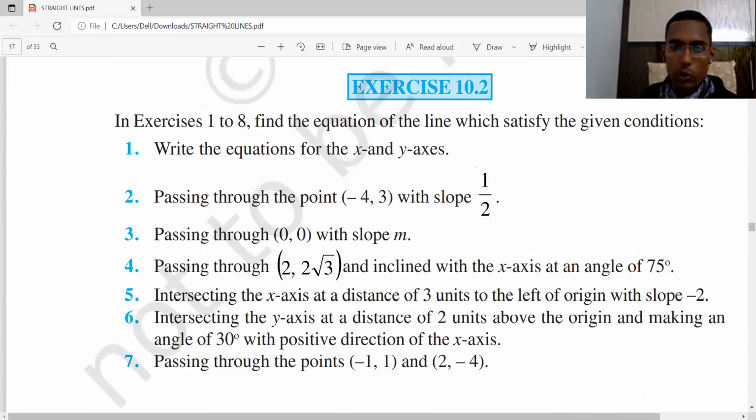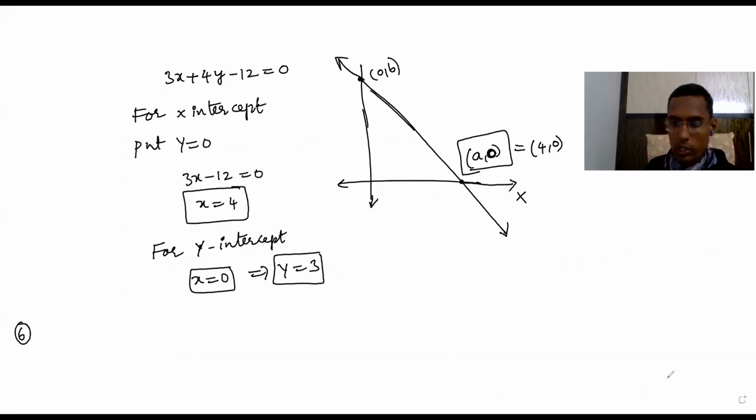Then you can do the 10.2 exercise, which is very easy. Write the equation of x, these are all very easy only. So we'll discuss the normal form. In school they finished the normal form.